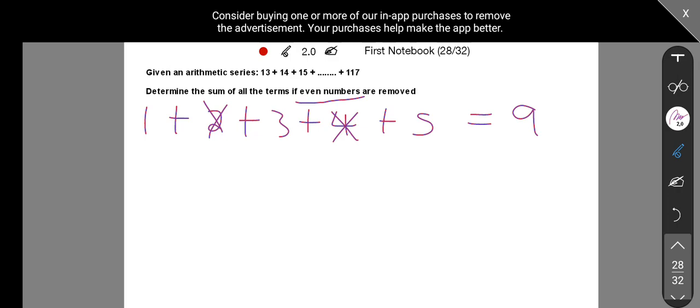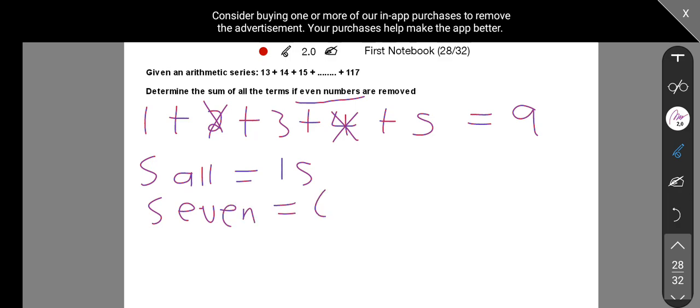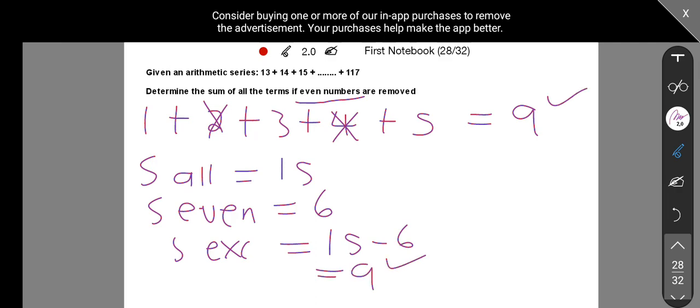Now we can use another method. To find the sum excluding the even numbers, we first need to know what is the sum of all the terms. Well, the sum of all the terms is equal to 15 if you add all these numbers, and the sum of the even numbers is equal to 6. So to find the sum of all the terms excluding the even numbers, we'll subtract 6 from 15. We'll see that the sum excluding the even numbers is equal to 15 minus 6, and that gives us 9. And in both cases you are correct.